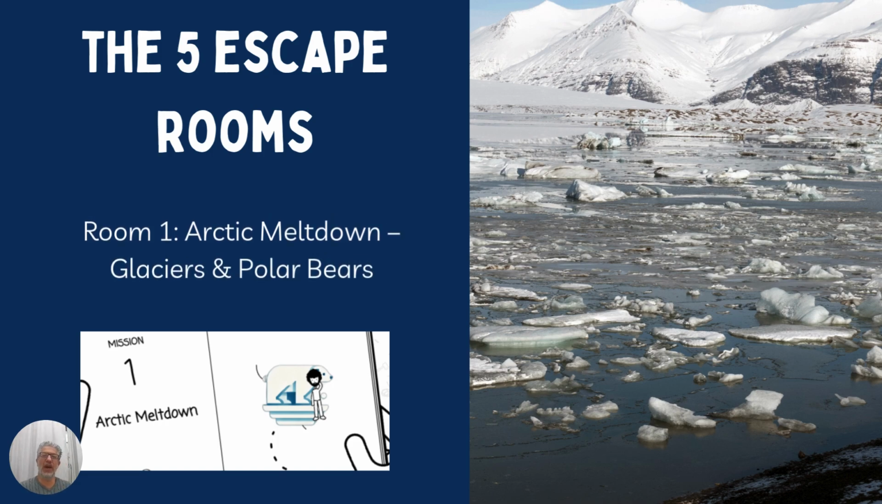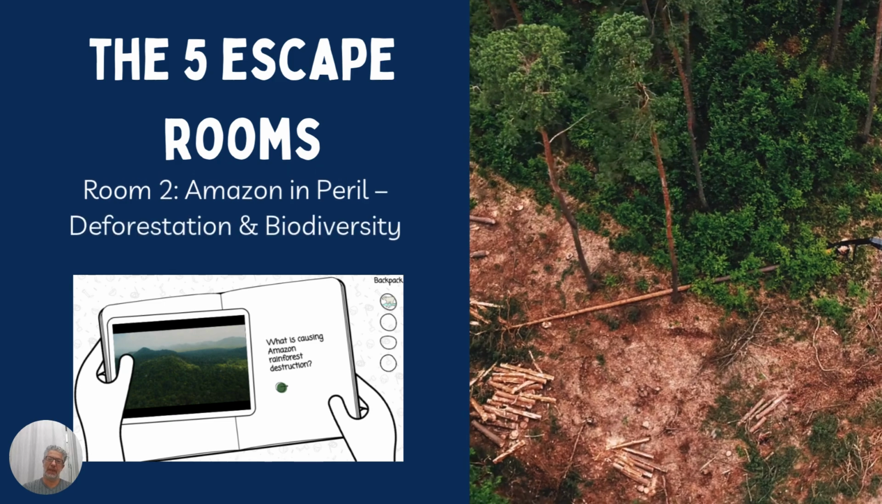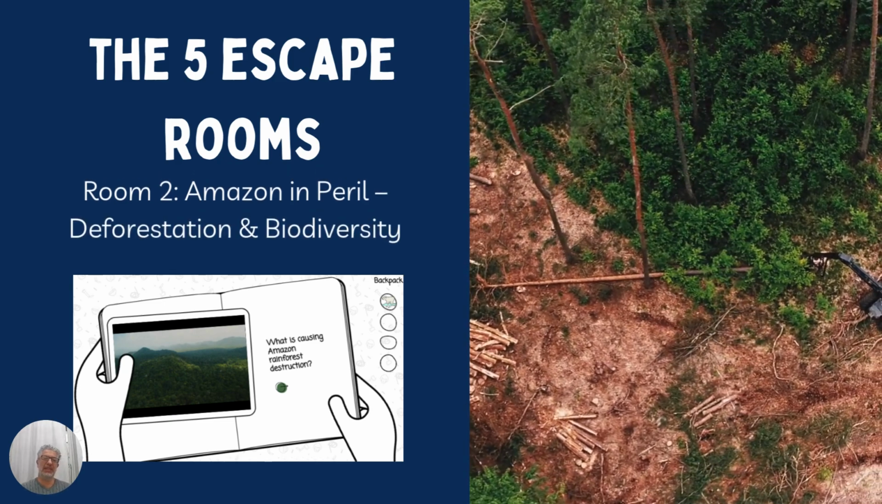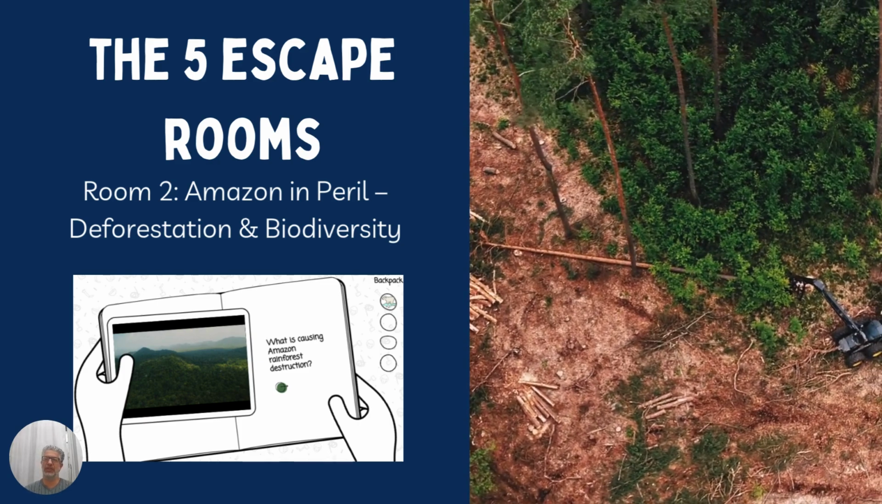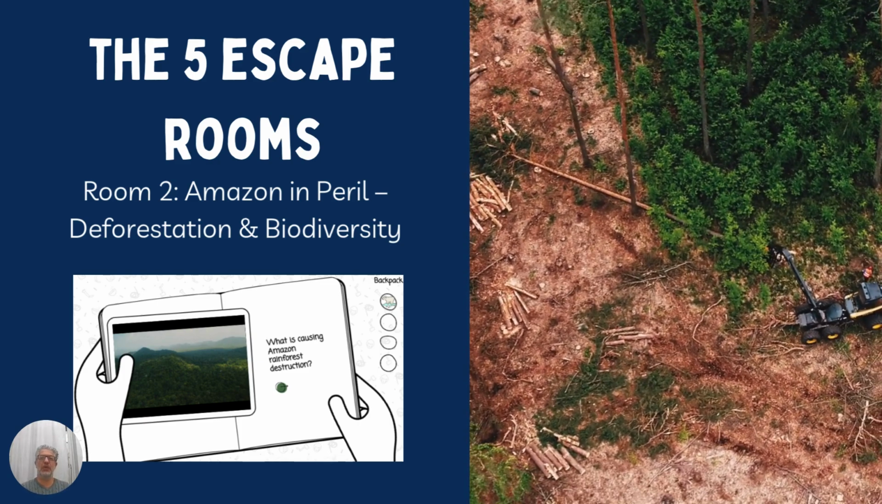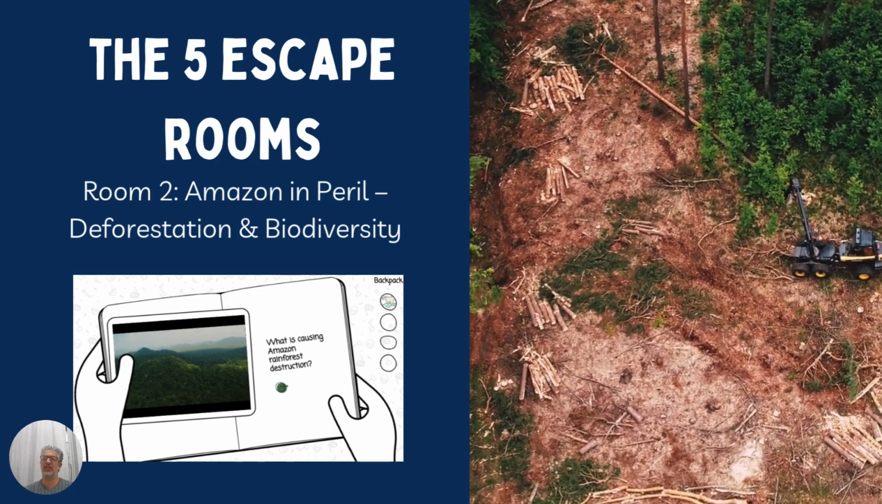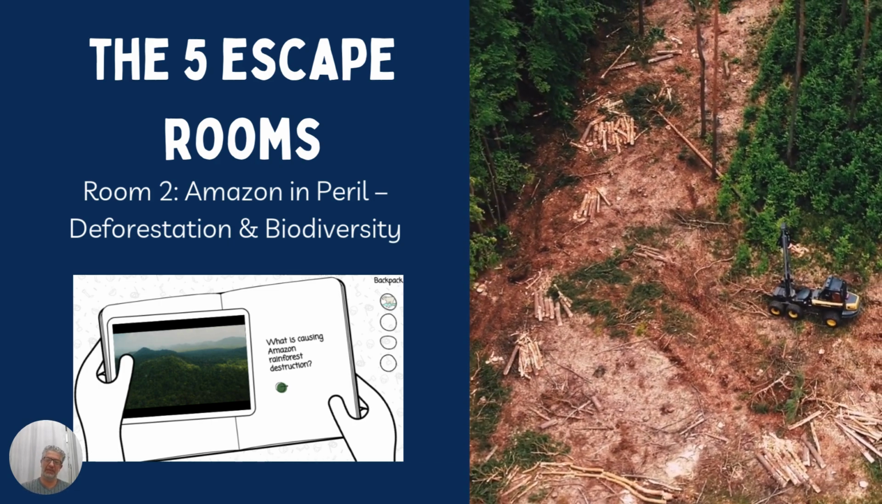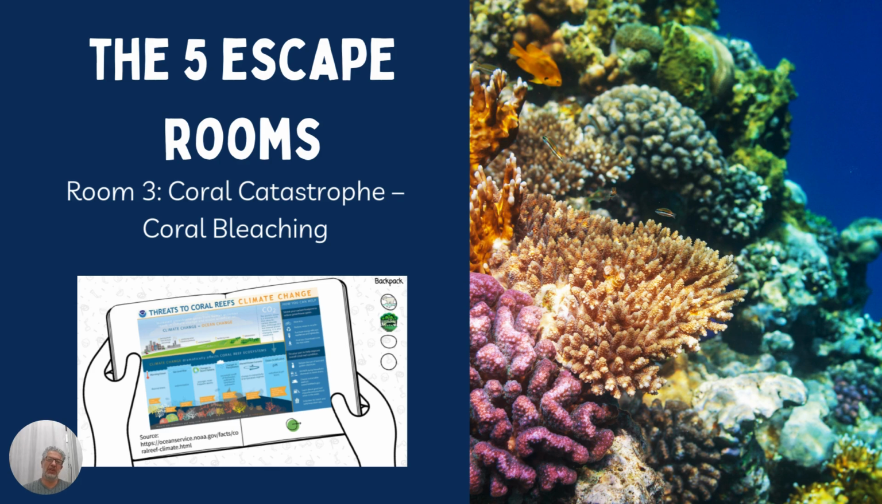The five sections of our escape room are the following. First, the Arctic Meltdown, which explores the loss of glaciers and its effects on polar bears. The next one is Amazon in Peril, which helps pupils to understand deforestation's impact on biodiversity. The third room has the title of Coral Catastrophe and investigates coral bleaching in the Great Barrier Reef.